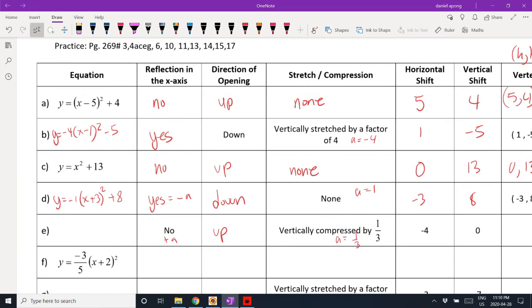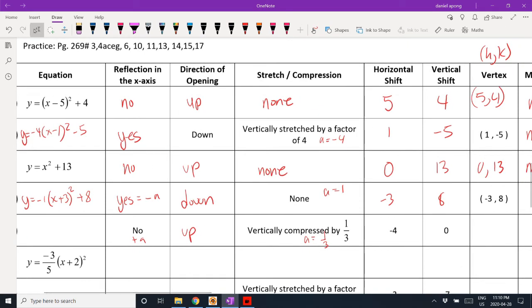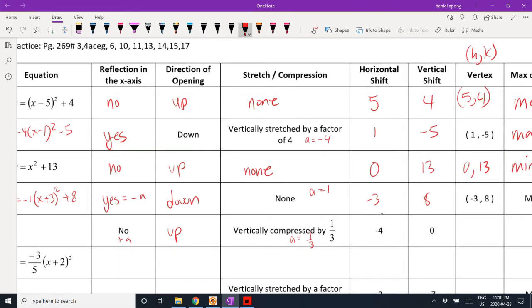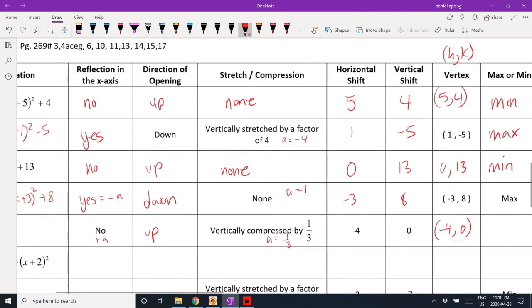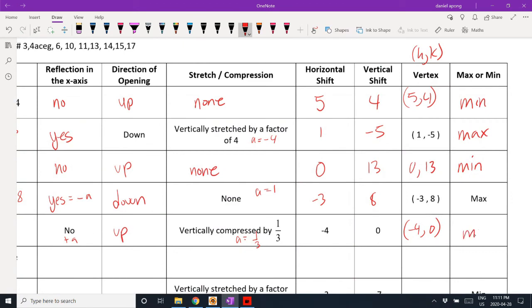Our H value is negative 4. K value is 0, so there is no K. And the vertex will just be these two values, so negative 4, 0. And because it opens up, it's going to be a minimum.